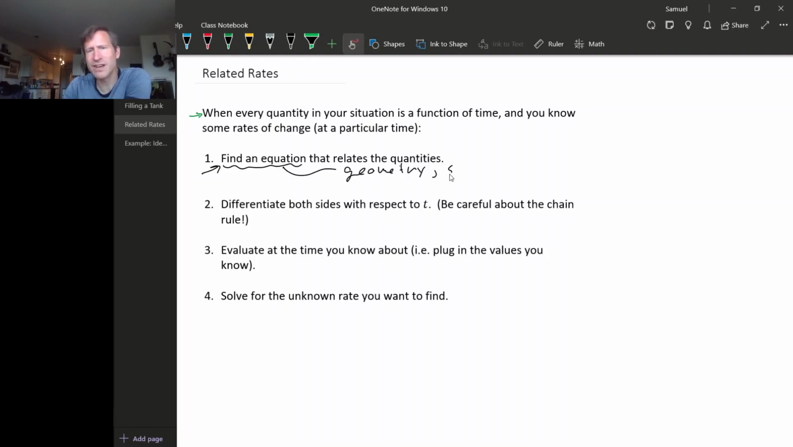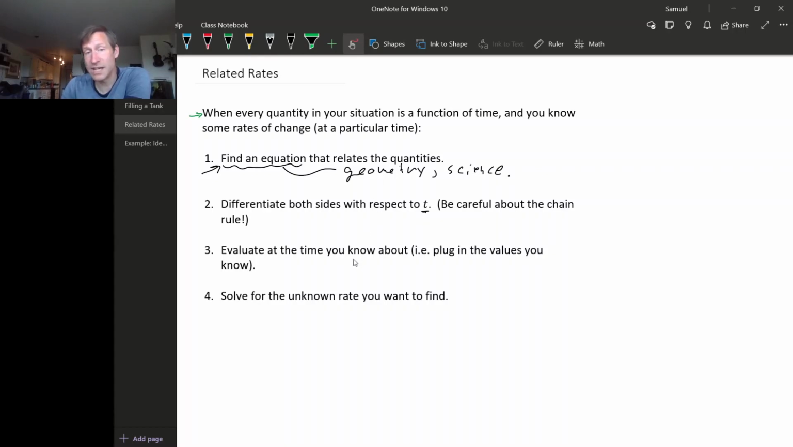And also, if you're in the sciences, then some equations will just be known, and we'll see an example of that in a second. So sometimes a scientist will come along and give you an appropriate equation that relates all of the quantities in your situation. But once you have an equation that relates all of those quantities, then you can differentiate both sides with respect to t. When you do this, you do have to be careful about the chain rule, right? Every quantity that you've written down is actually a function of time. So anytime you differentiate something, you're going to have derivatives with respect to time popping out.